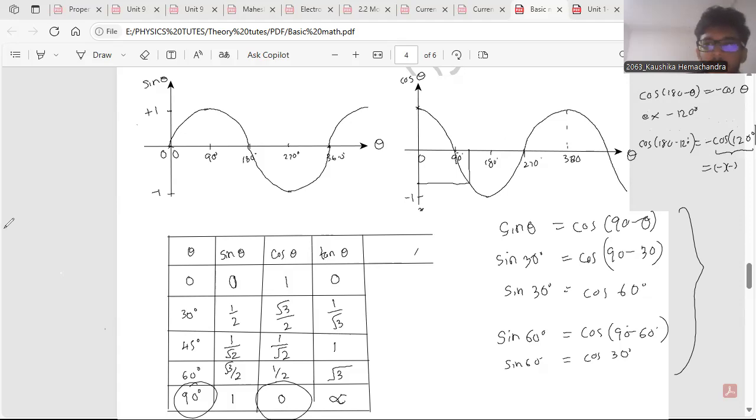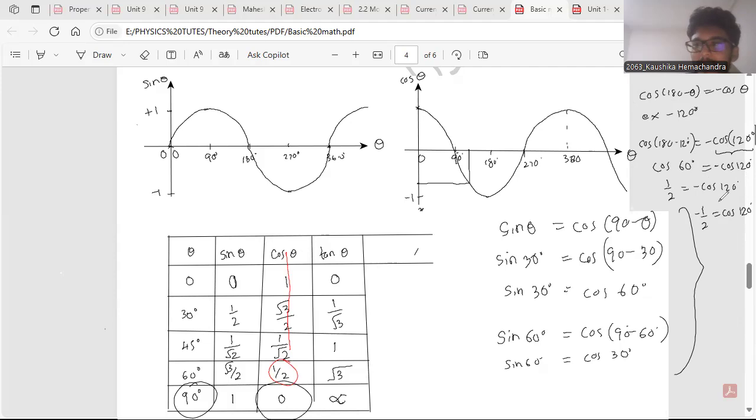Let's say we are finding cos 120. Minus cos 120 is equal to cos 180 minus 120, which is cos 60. Cos 60 is what? You can use the graph. Cos 60 is half. So half is equal to minus cos 120. Then cos 120 is minus half.